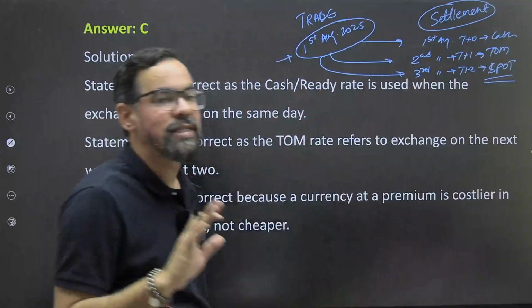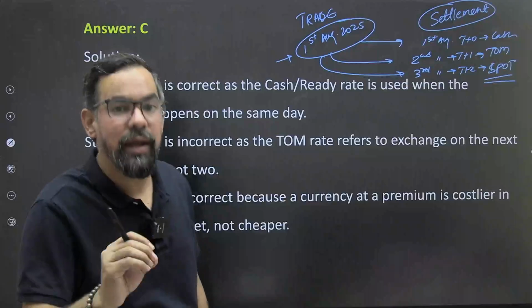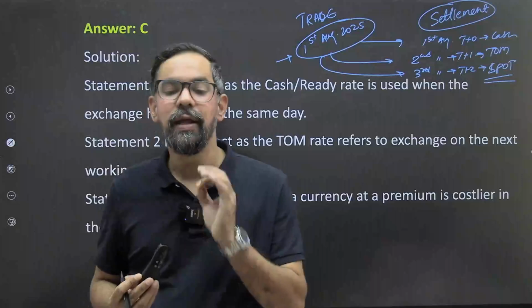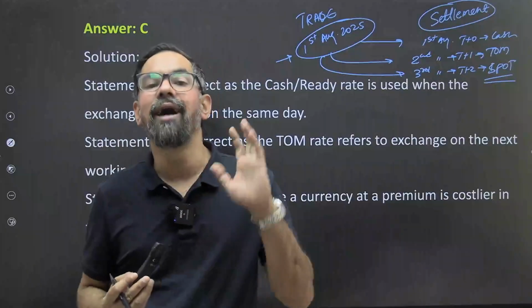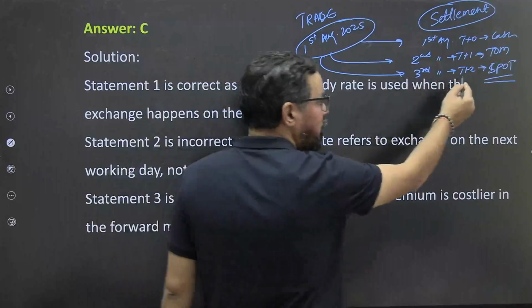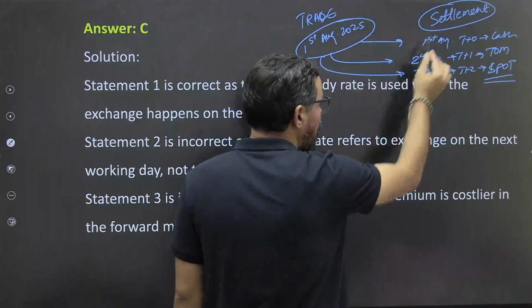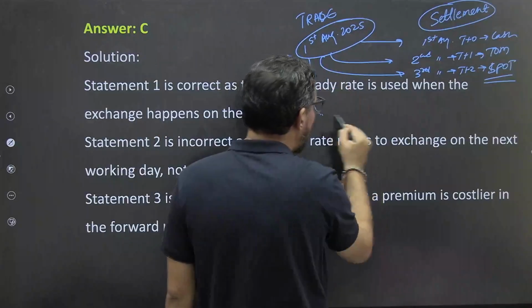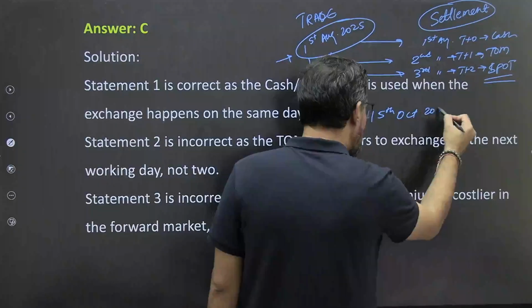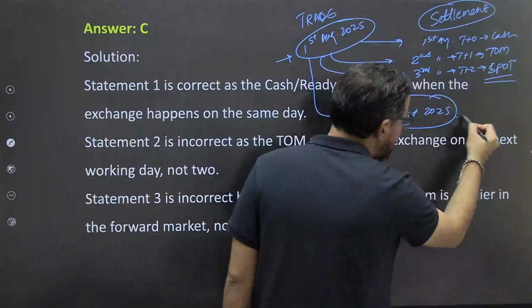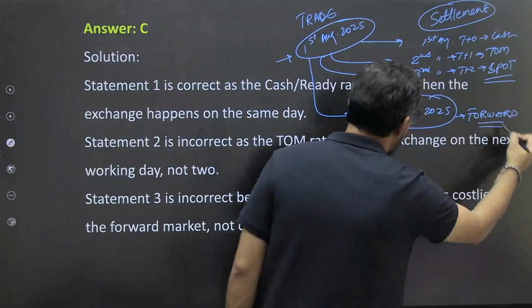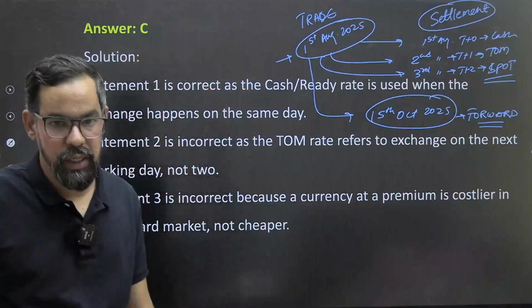Now when settlement takes place on any date after the spot date, let's say your spot date is 3rd of August, and assuming there is no holiday, let's say your settlement takes place on 15th of October 2025. This trade is generally known as a forward. This is your value date system.